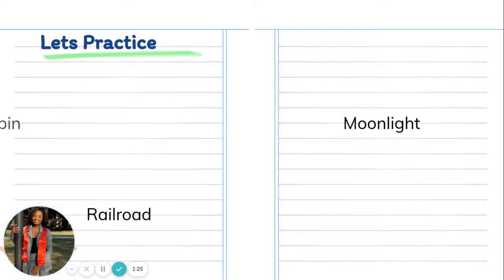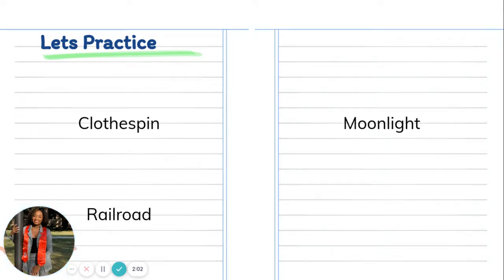So let's practice compound words right now on our own. We have these 3 compound words right here on the screen in front of us. We have clothespin, railroad, and moonlight. So what I want you to do now is pause the video, and look at each of these words and try to find some words that look familiar to you. So go ahead and pause the video and take a look. Are you back? Let's talk about it.